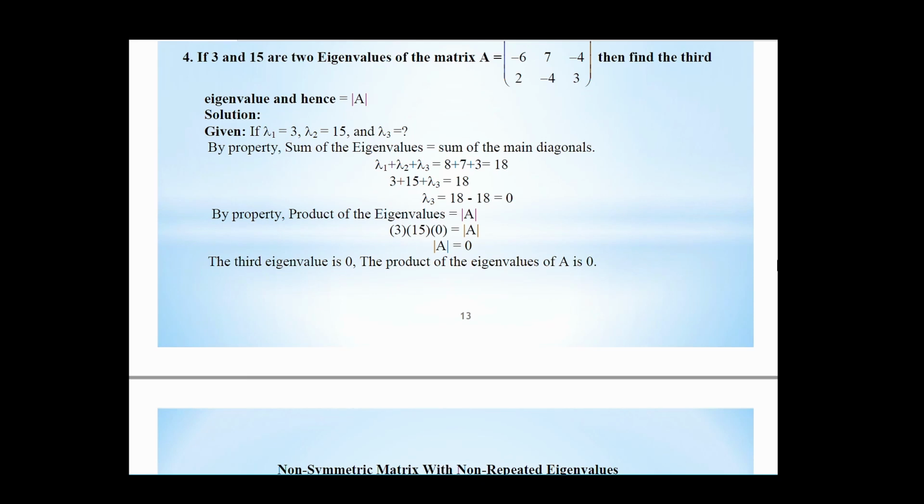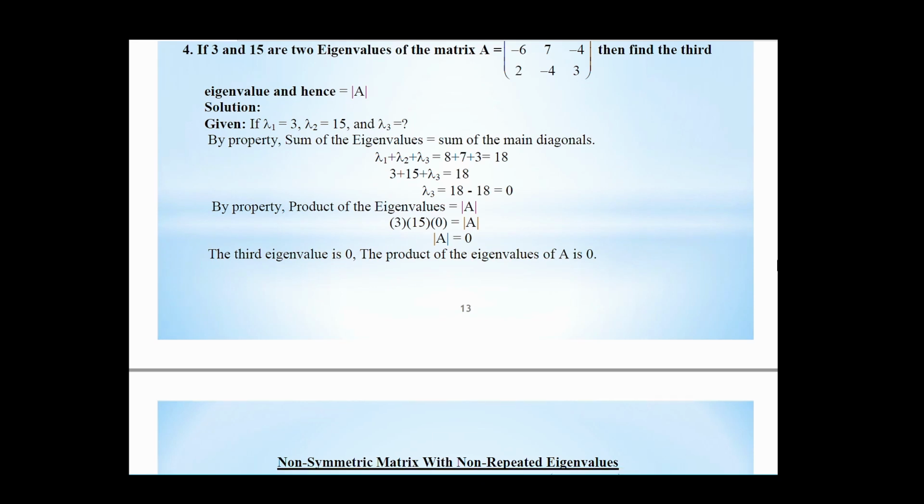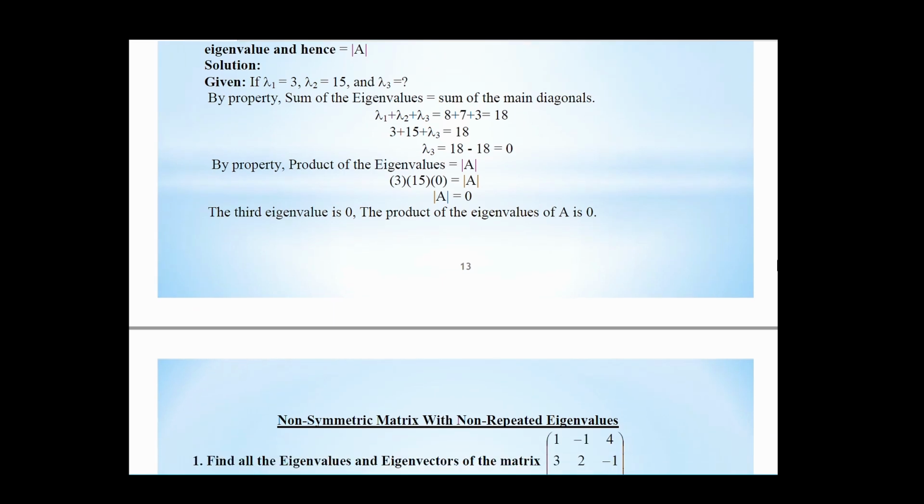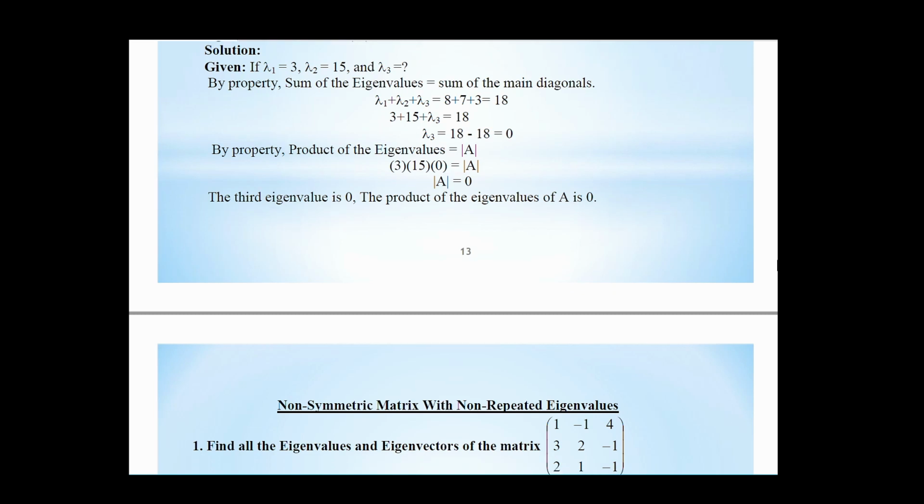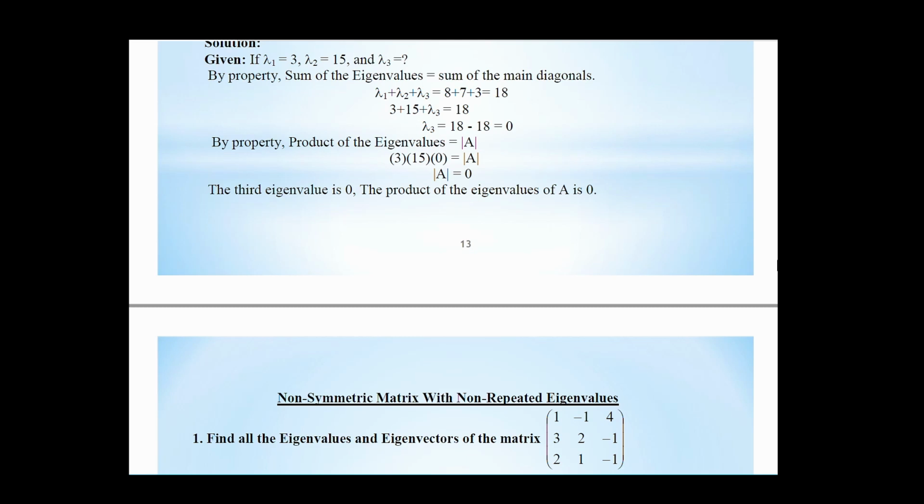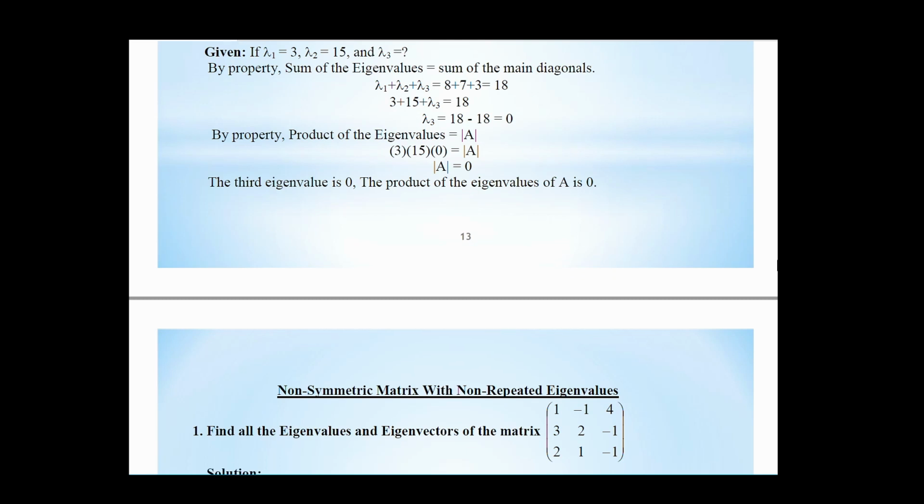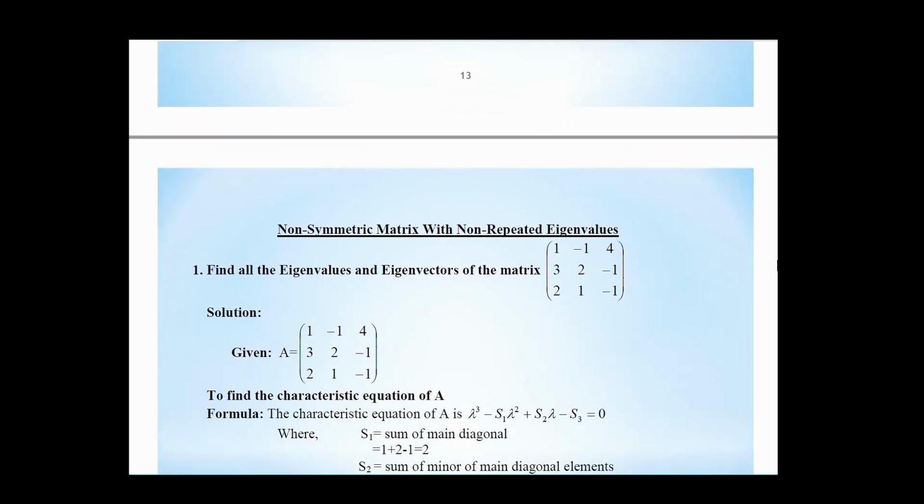We again apply the property of eigenvalues. Sum of the eigenvalues equal to the sum of the main diagonal. Lambda 1 plus lambda 2 plus lambda 3 equal to 18. Now we find lambda 3 equal to 0. So now the product of eigenvalues is lambda 1 into lambda 2 into lambda 3. Lambda 3 value is 0. Hence we get determinant A equal to 0. So we prove that determinant A equal to 0. Therefore, here the third eigenvalue is 0 and the product of eigenvalues of A is 0.